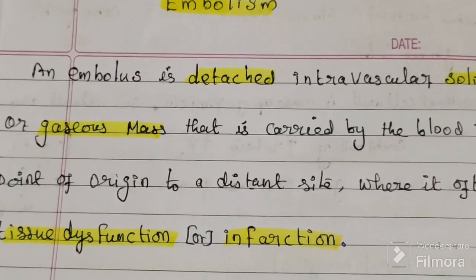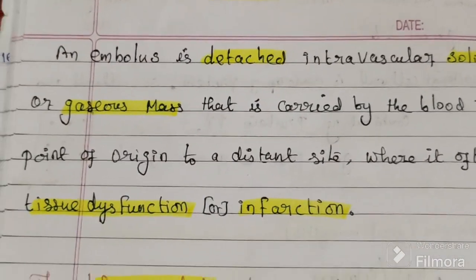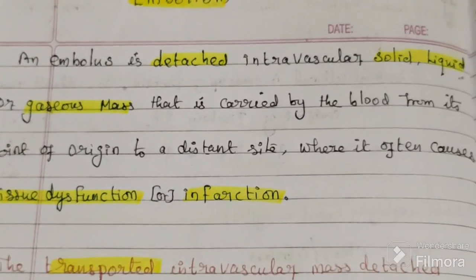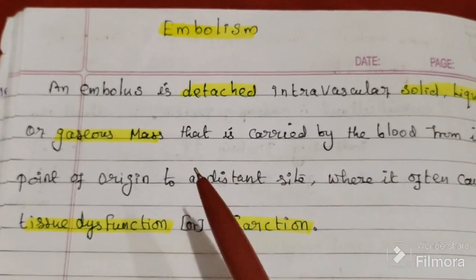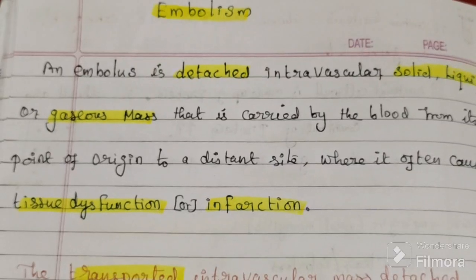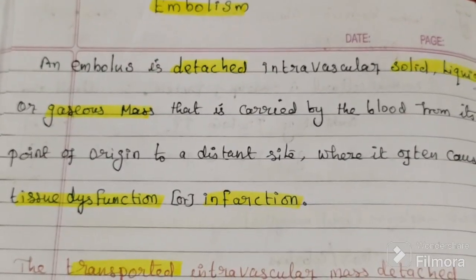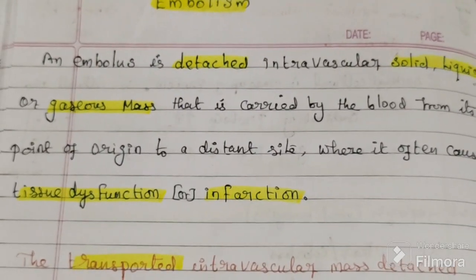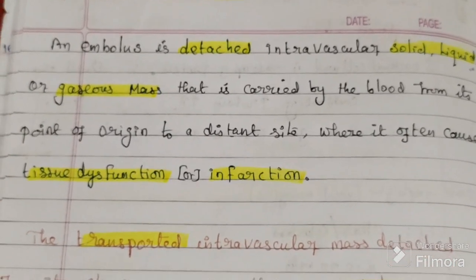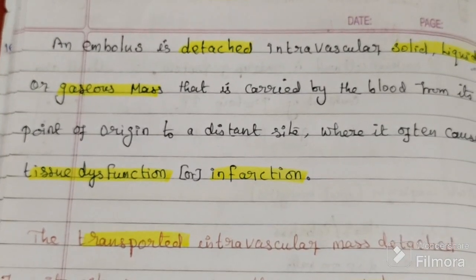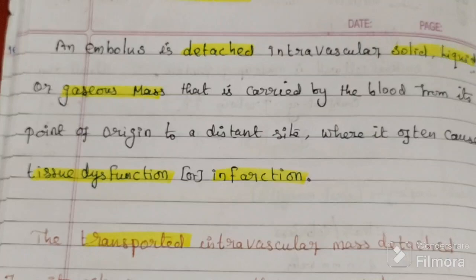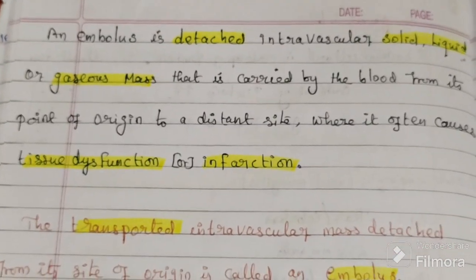Today's topic of discussion is embolism. What is embolism? An embolism is anything solid, liquid, or gas mass moving in the blood. The point of origin is something else. So, an embolism is anything solid, liquid, or gas moving in the blood.